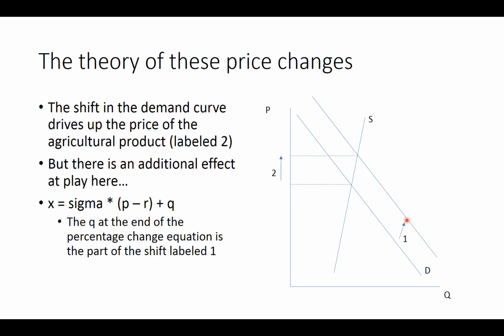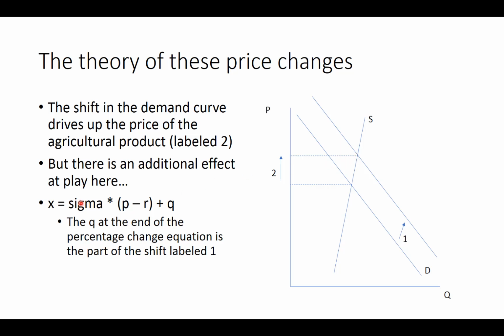We get an initial effect here. That shift has this price effect. Okay, so the shift in the demand curve forces quantity and price to go up at the same time. That's what we call a positive demand shift. And so these derived demand curves work the same as any demand curve we've looked at. But there's a second effect here.